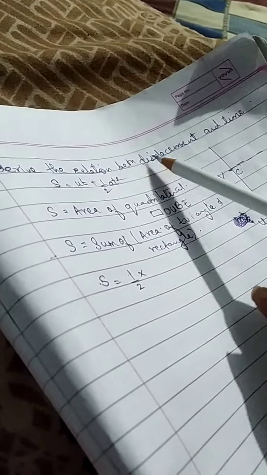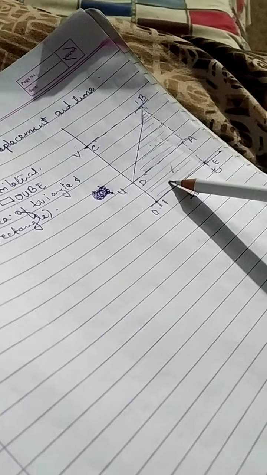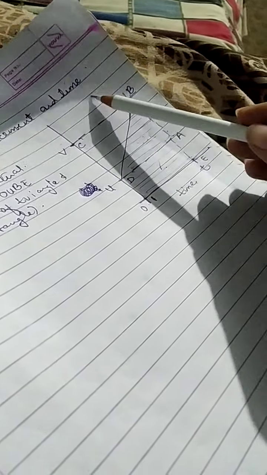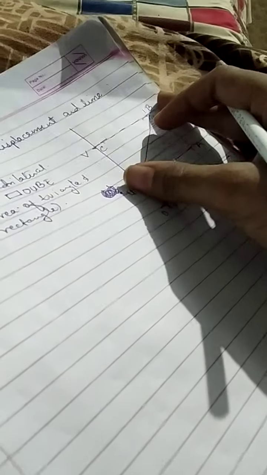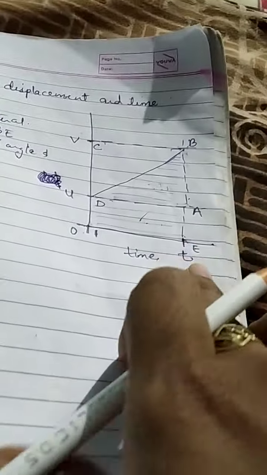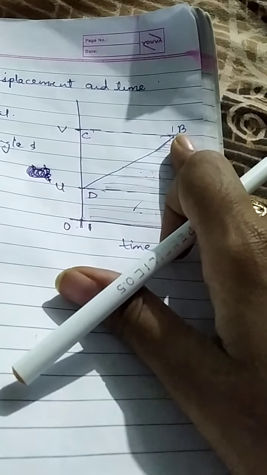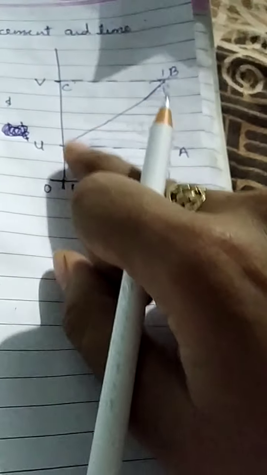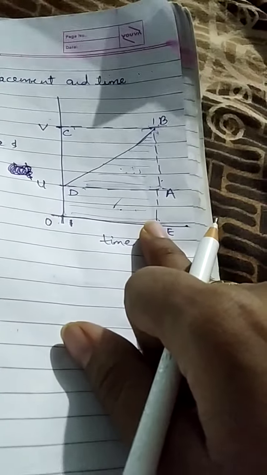Derivation for the relation between displacement and time. The graph will be the same as that used for the previous derivation of velocity and time relation. Here you can see initial velocity u and final velocity v. In the time t, when it travels a distance, the acceleration becomes final velocity minus initial velocity in the time t.